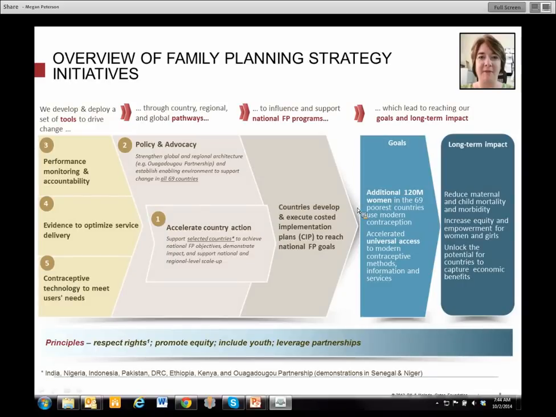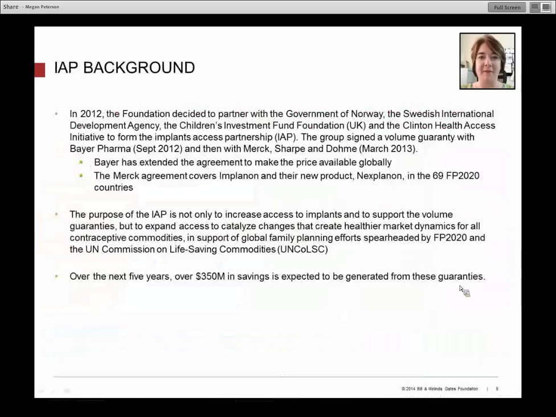and looking at those countries that have higher volumes of implants being procured over time, and looking at what efforts are needed there to help ensure that the large volume of implants that are coming into those countries are eventually getting out to women in a safe and quality and voluntary way.